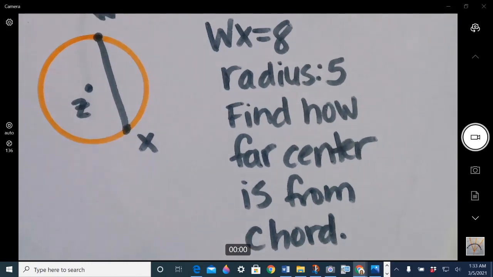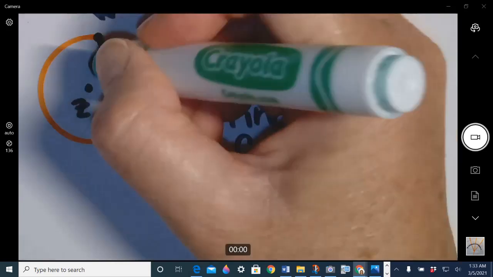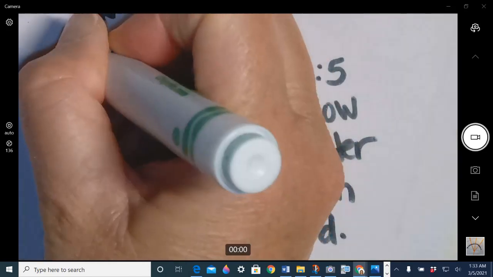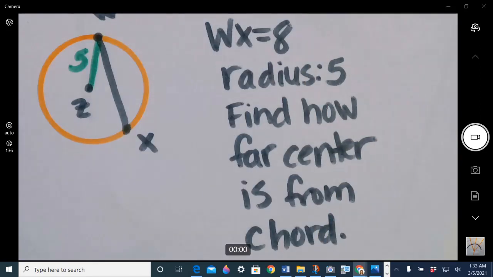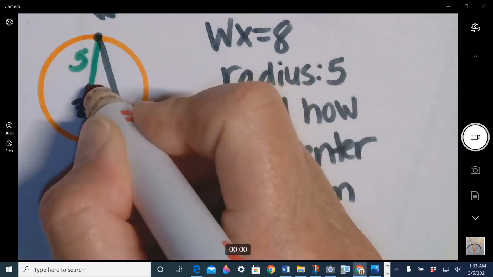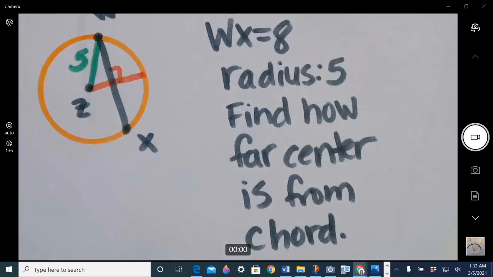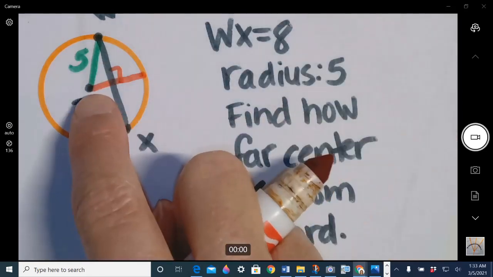I know that drawing from Z to this point, this would be a radius, and that radius is 5. They told us that, okay? I also know that if I draw a perpendicular bisector of this chord, it has to go through the center. So I'm going to draw this in red, okay? I'm saying that this is perpendicular and it is bisecting it. It has to go through the center. That's what we just saw.